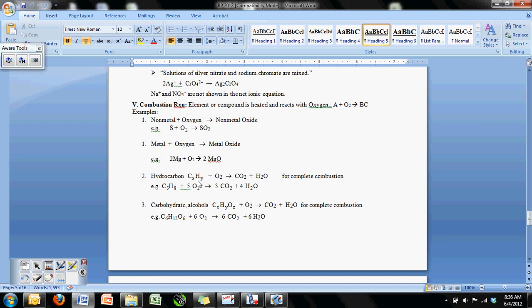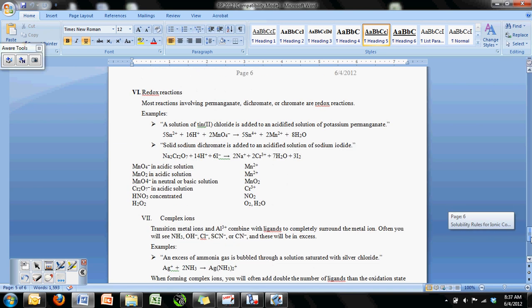If it is a hydrocarbon, a compound made up of carbon and hydrogen, and you combine it with oxygen, it will form carbon dioxide and water. Carbon combines with oxygen and hydrogen combines with oxygen. If you have a carbohydrate that has carbon, hydrogen, and oxygen, and you burn it, it will still make carbon dioxide and water. And these are your combustion reactions.